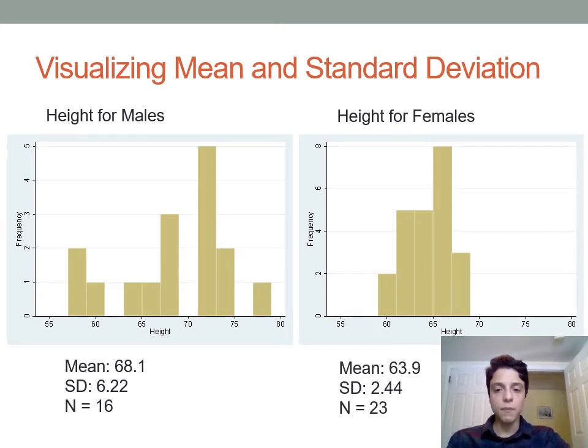So hopefully the last example got you thinking about the difference between mean and standard deviation and what they tell you about data. On this slide, I also want to show you what mean and standard deviation look like. And in the class survey, I used to ask about height.